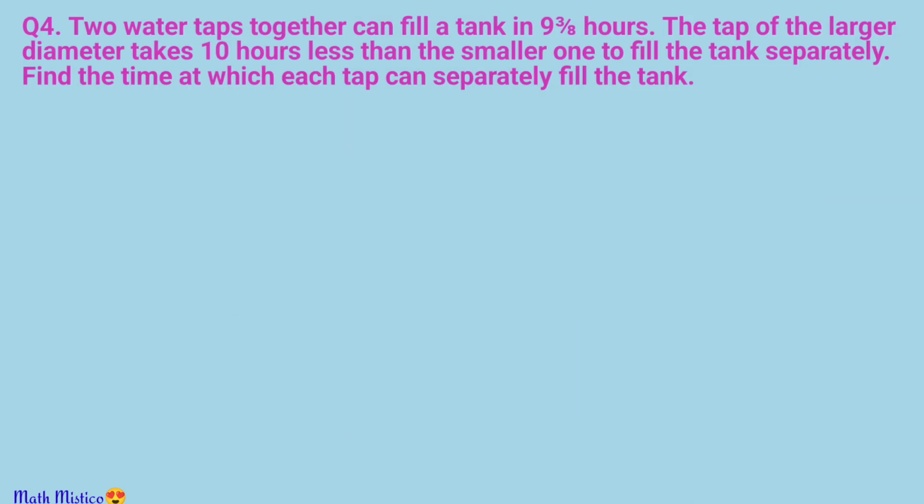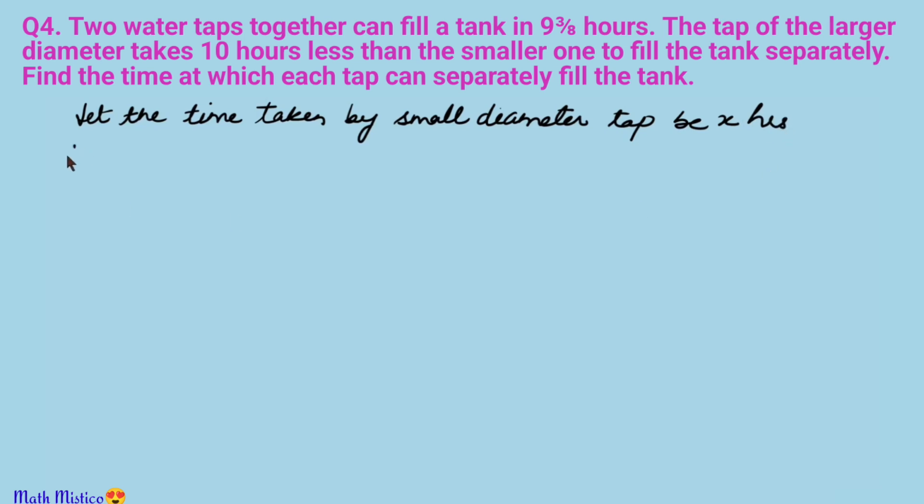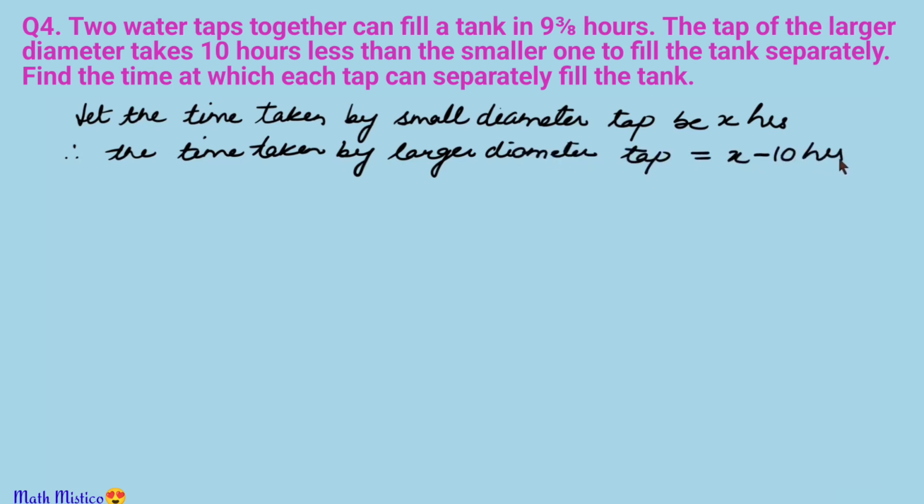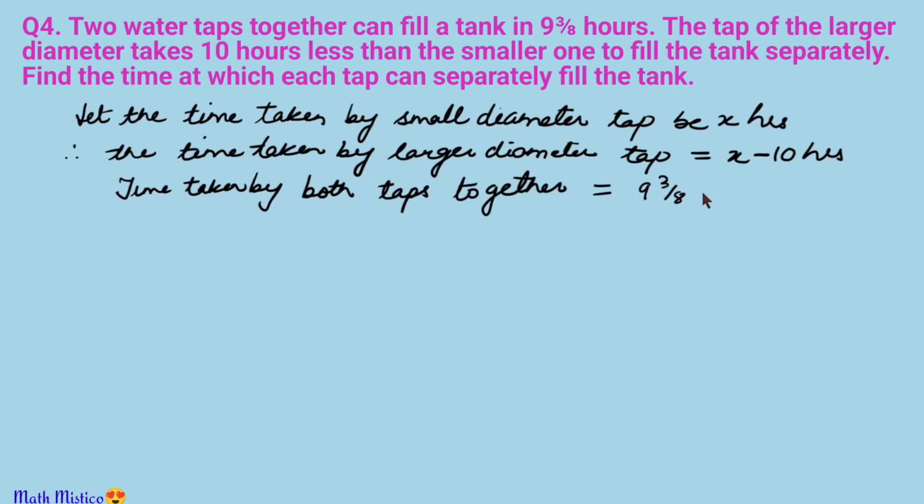Now let's take up this problem of taps. 2 taps can fill the tank in 9 whole 3/8 hours. We have to find the time taken by each tap separately to fill the tank. Let us take the time taken by the smaller diameter tap to fill the tank be x hours. Therefore, the time taken by the larger diameter tap will be x minus 10 hours. Together, both the taps can fill the tank in 9 whole 3/8, that is 75 over 8 hours.